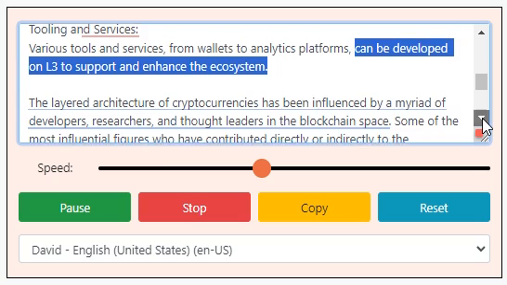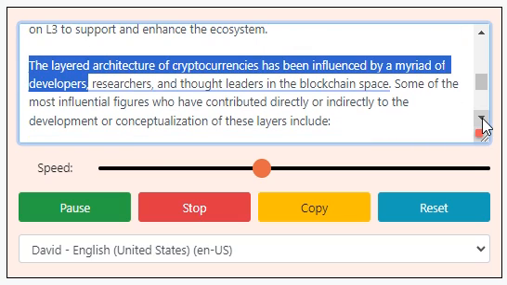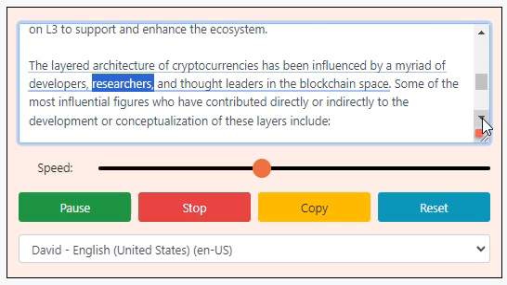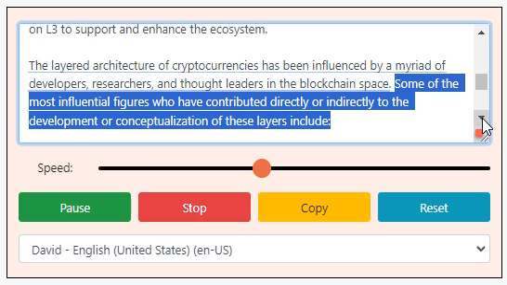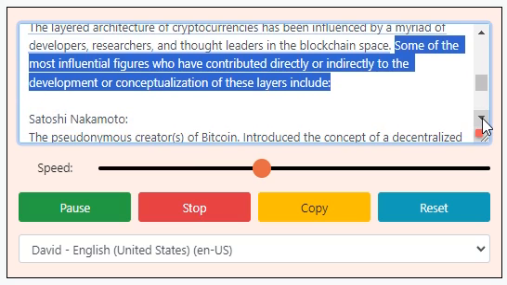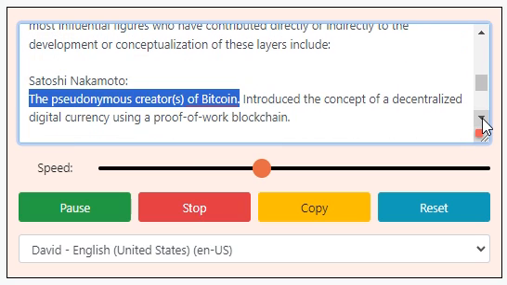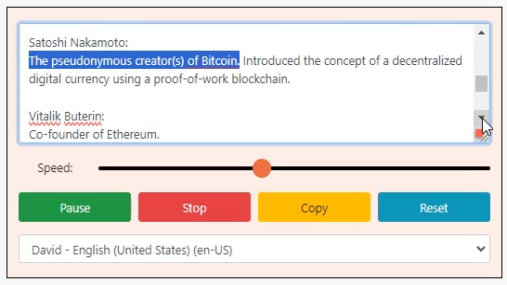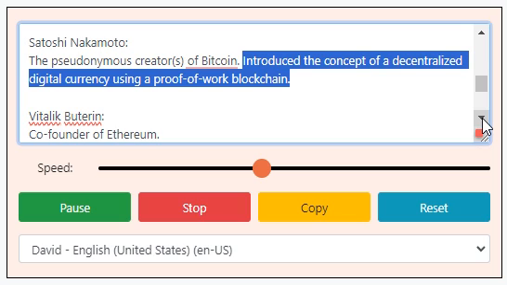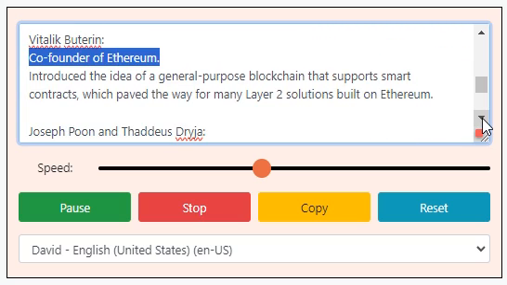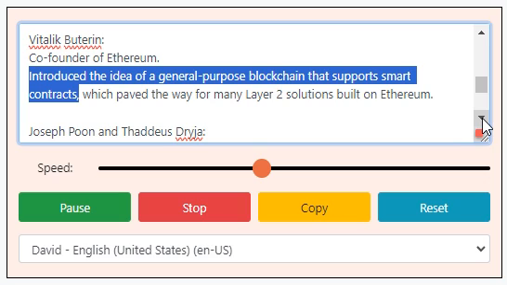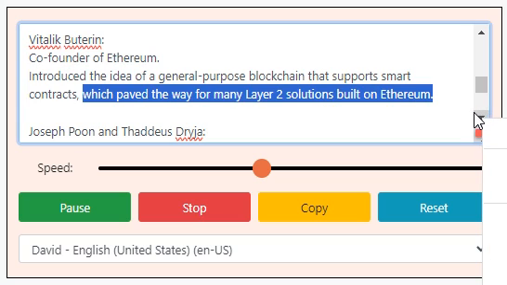The layered architecture of cryptocurrencies has been influenced by a myriad of developers, researchers, and thought leaders in the blockchain space. Some of the most influential figures who have contributed directly or indirectly to the development or conceptualization of these layers include Satoshi Nakamoto, the pseudonymous creator of Bitcoin, who introduced the concept of a decentralized digital currency using a proof-of-work blockchain. Vitalik Buterin, co-founder of Ethereum, introduced the idea of a general-purpose blockchain that supports smart contracts, which paved the way for many Layer 2 solutions built on Ethereum.